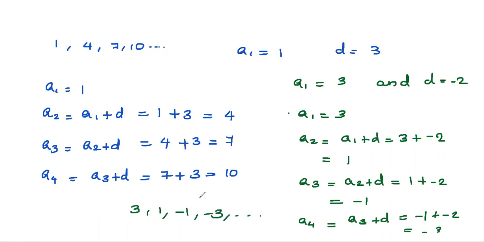If you want, you can check the common difference is minus 2 here and the first term of the sequence is 3 here. So in this way, you can write a series if the first term and common difference are given.